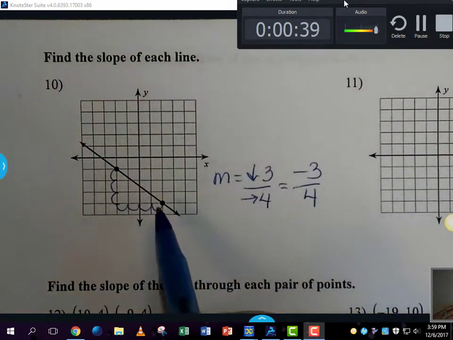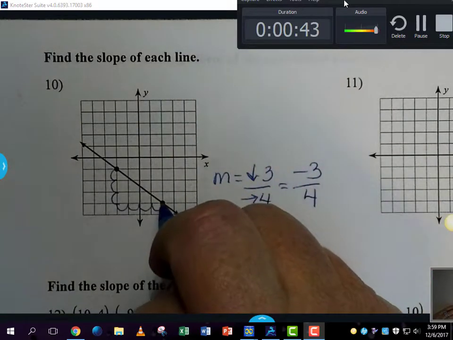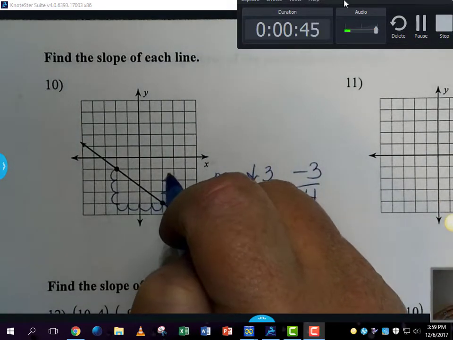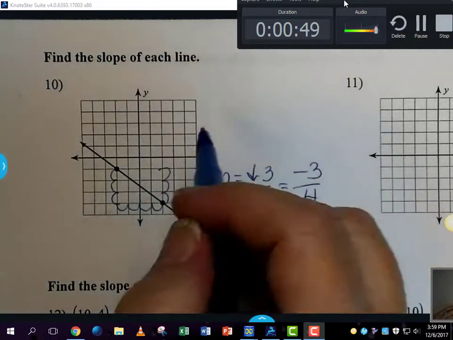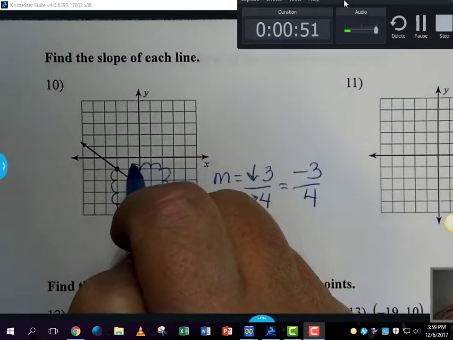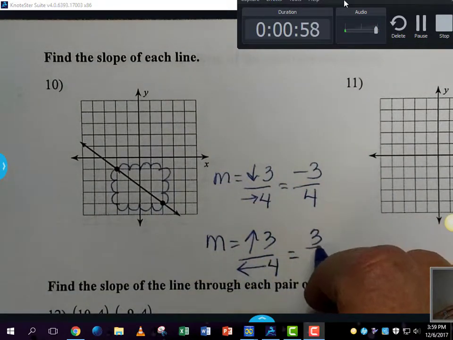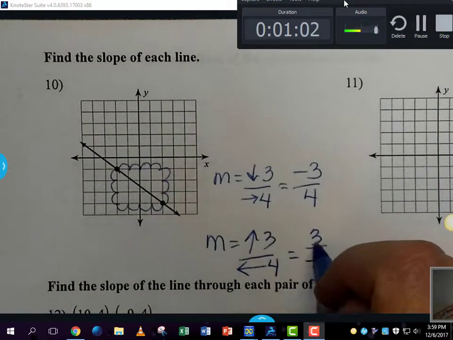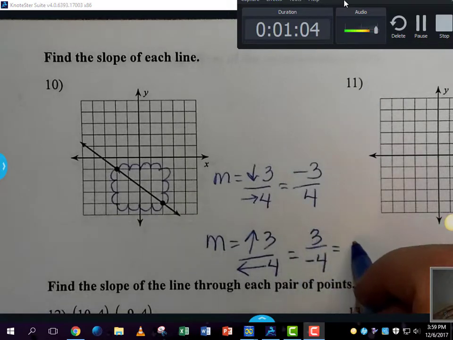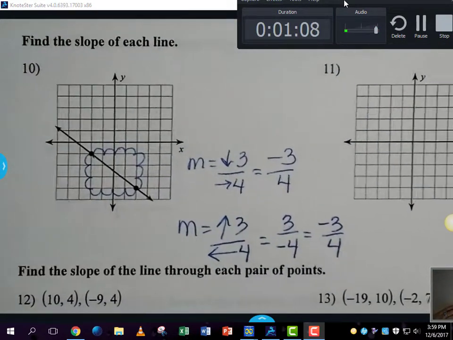Of course, you could have gone from here up and over. So if you would have gone up, you would have gone 1, 2, 3. So up by 3, and then left 1, 2, 3, 4, left by 4. When you go left, that is a negative number. So that would be 3 divided by negative 4. Of course, Ms. Gels likes her negative signs in the numerator. So then I would just move it to the top.